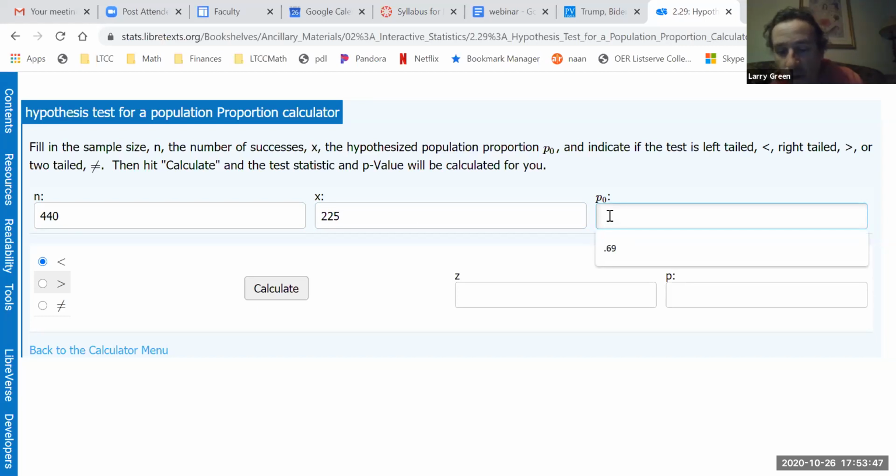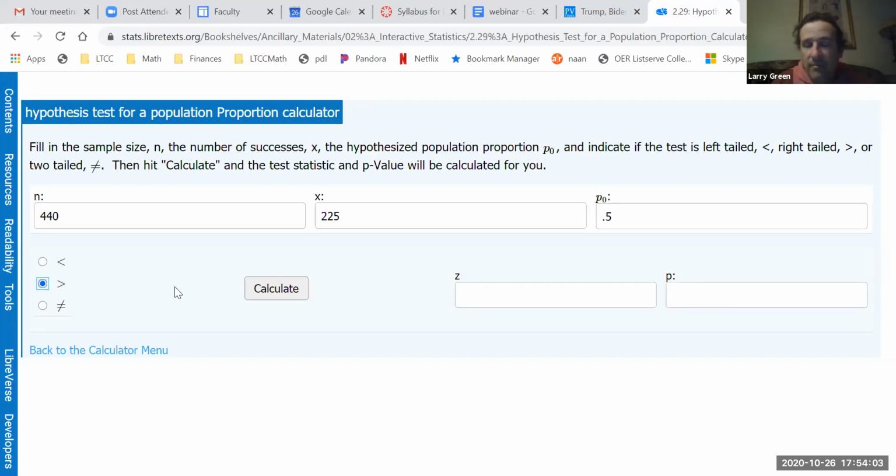P naught is 0.5. P naught means the null hypothesis number. That's what the naught is for. Then we have to choose less than, greater than, or not equal to. This hypothesis test was a greater than, if you remember. Something you should always do is make sure that NP and NQ are bigger than 5. And they are. NP is 225, that's X, and NQ is 215, which is much bigger than 5 also. Because if you don't have that, you can't do anything. Okay, and I hit calculate.